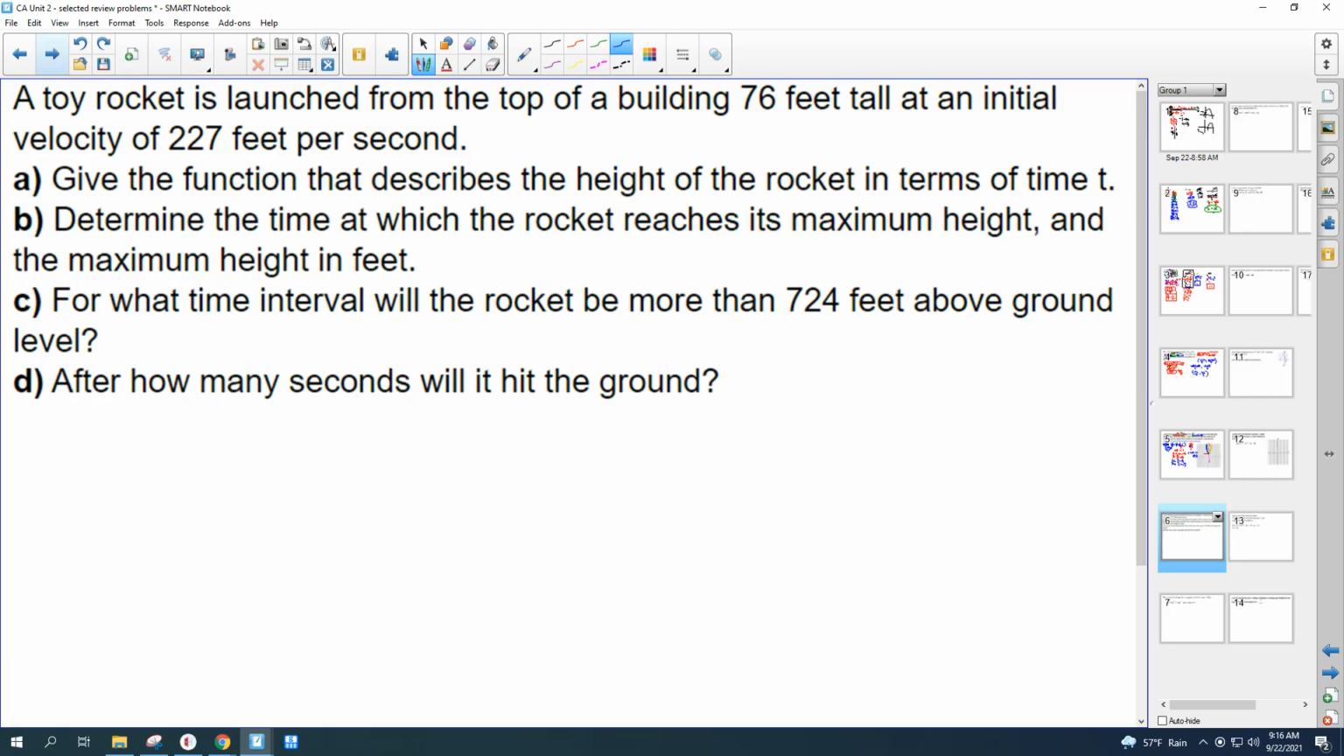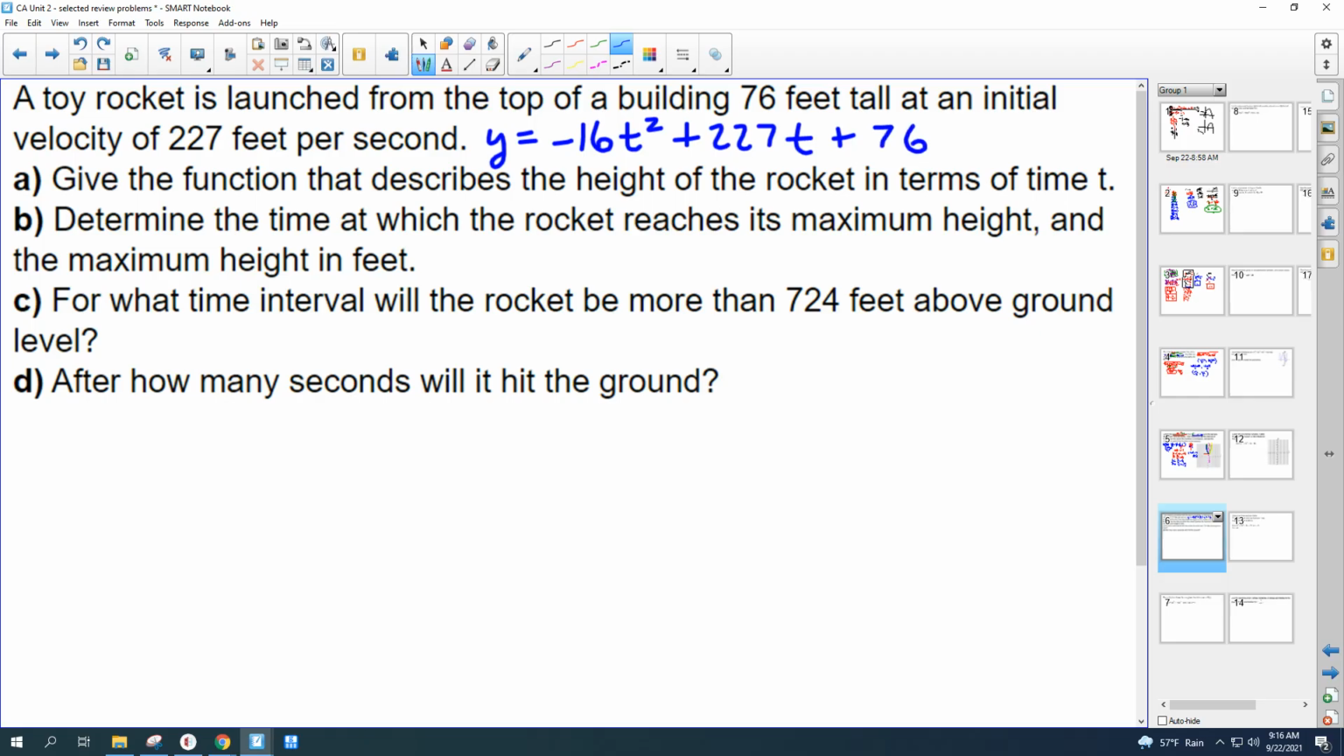A toy rocket is launched from the top of a building 76 feet tall at an initial velocity of 227 feet per second. Okay, so part A says give the function, and that function is going to look something like this. Y equals -16t squared plus the initial velocity, 227t, and then plus the initial height, which is 76. It's going to look like that.